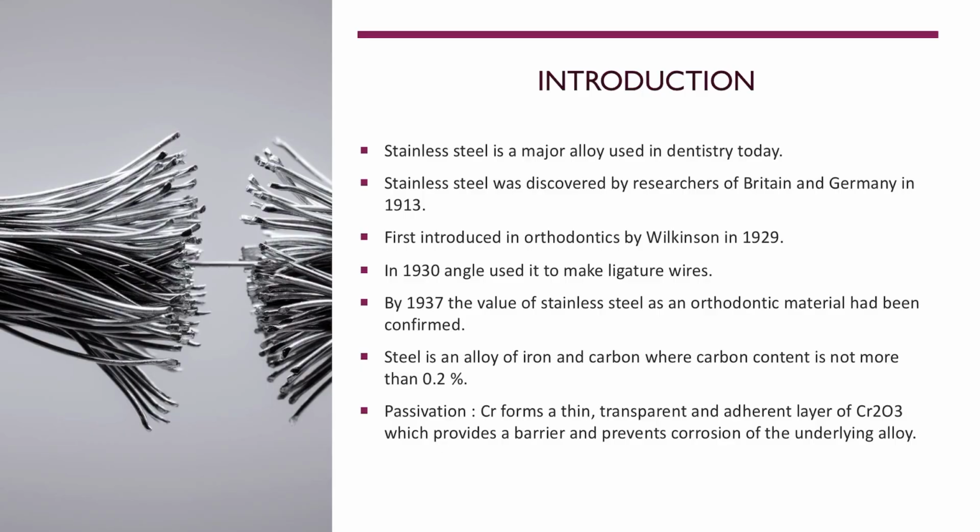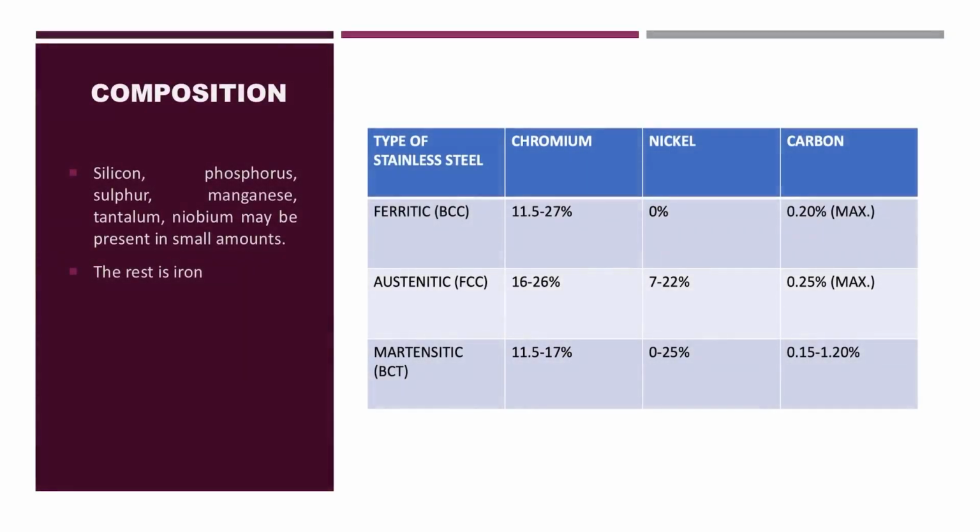Steel is an alloy of iron and carbon, where carbon content is not more than 0.2%. Passivation. Chromium forms a thin, transparent and adherent layer of chromium oxide, which provides a barrier and prevents corrosion of the underlying alloy. Composition. Silicon, phosphorus, sulfur, manganese, tantalum, niobium, etc. in very small amounts. The rest is iron.